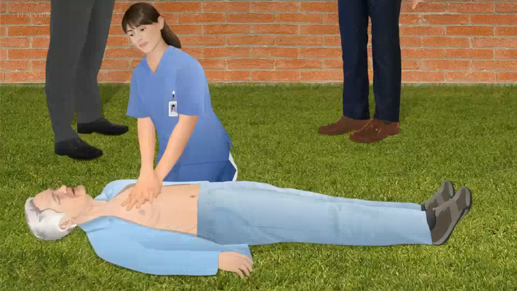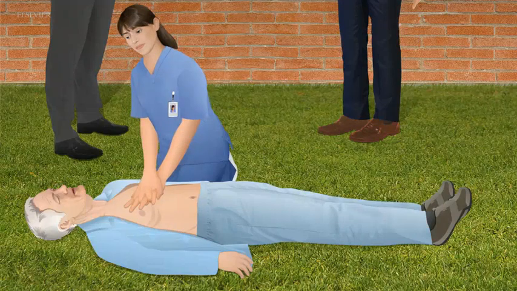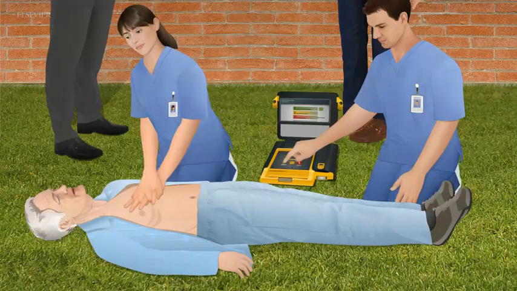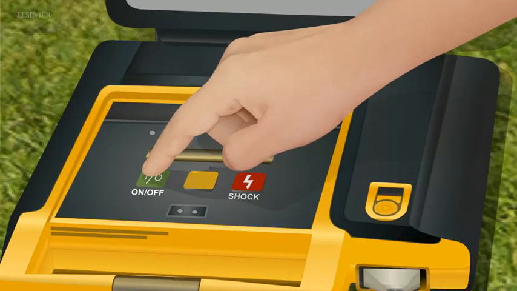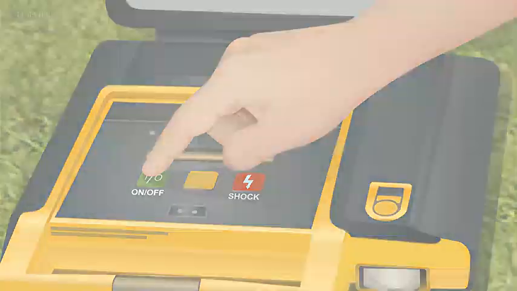If the AED is not immediately available, start chest compressions while waiting for the AED to arrive, and then interrupt chest compressions to use the AED. Open the AED and press the on button to turn on the power. Proceed with the next steps as instructed by the AED.